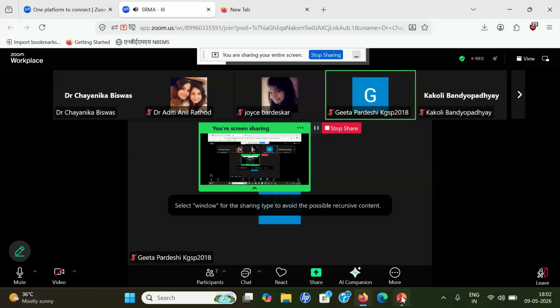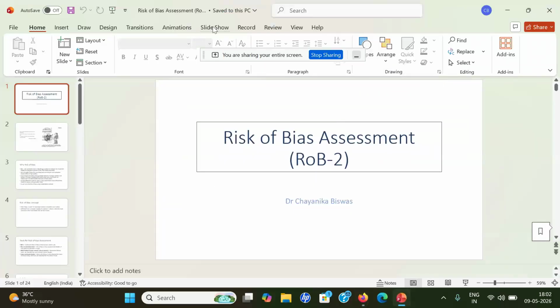Now there are two steps essentially here. First will be data extraction and meta-analysis, which Madam had already covered. And another step is the risk of bias assessment. I'll just be sharing my screen now. Okay. Is this visible?